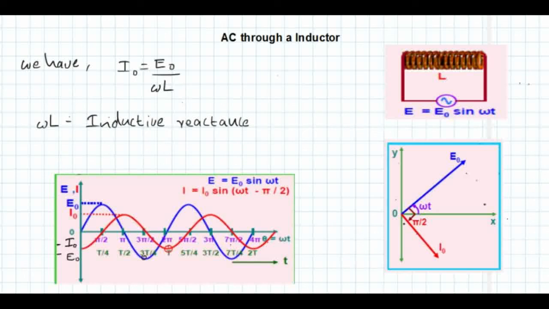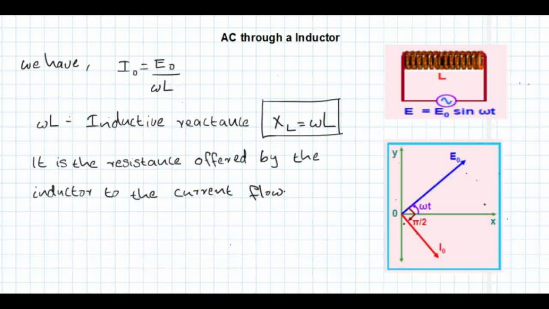Please note that it is inductive reactance. So omega L is the resistance offered by the inductor to the current flow. XL is the symbol of this inductive reactance, and XL is equal to omega L. So inductive reactance is the resistance offered by the inductor to the current flow. For this omega, the value of omega will be 2 pi f. We will be coming to that in the next class.